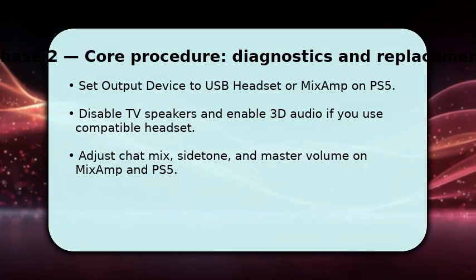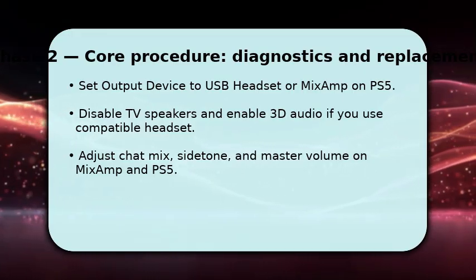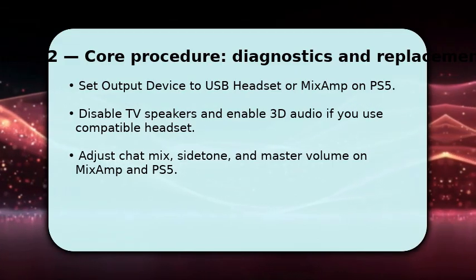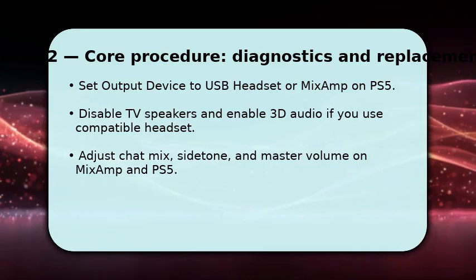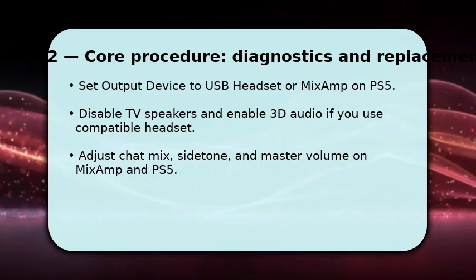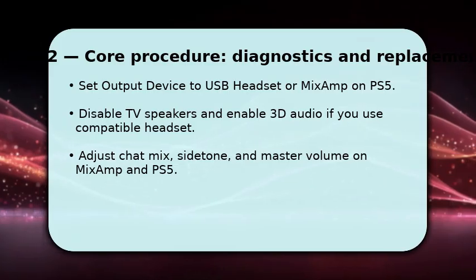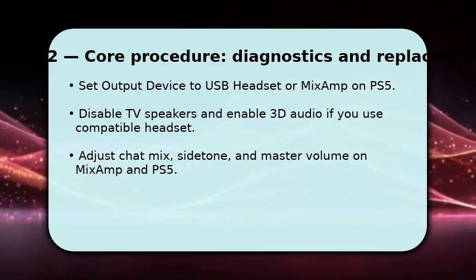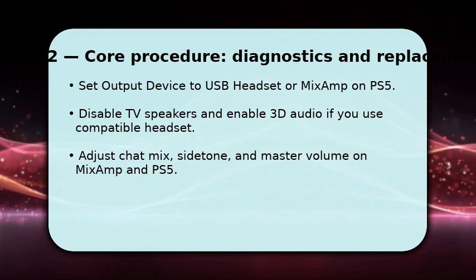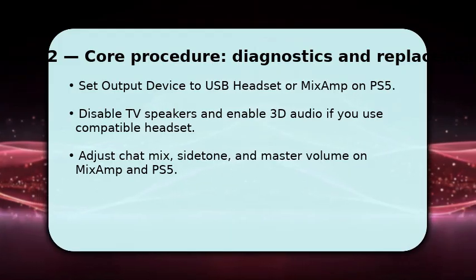You now configure the PS5 audio path so both game and chat route correctly. Go to Settings, Sound, Audio Output, and select the Mixamp or USB headset as output device. Disable TV speakers to avoid duplicate audio. If your headset supports 3D audio and you want spatial cues, enable 3D audio and calibrate. Use the Mixamp's chat/game mix and master volume to balance levels, and set side tone so you can hear yourself. These steps prevent echo and ensure consistent audio mixing.